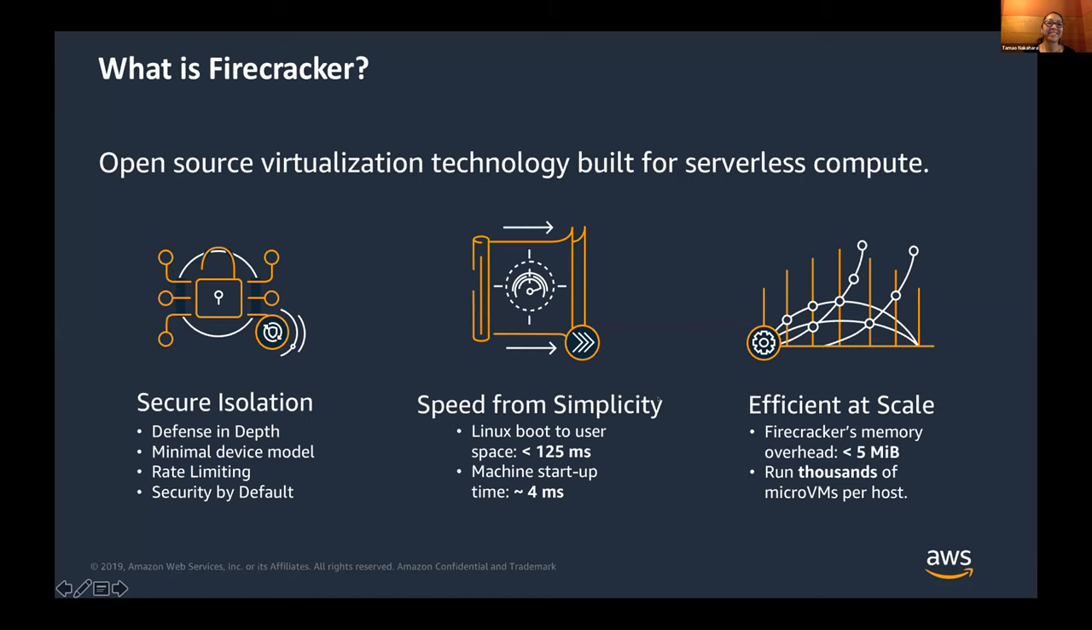Cool. So Firecracker in one line is open source virtualization technology built for serverless compute. Here there's a little bit of a background story. In the cloud, you want every customer's workload to be very well isolated from every other customer's workload. Obviously, nobody wants any kind of risk of data sharing. The traditional technology to use here is a virtualization barrier. So every customer gets their own virtual machine, no matter what workload they're running.